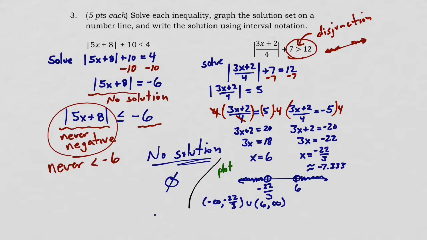To check our answer, we could take a test point at 0 and think about what that does in the original expression. 0 is not part of our solution, so it should not work in the original inequality. But to make sure, let's double check. If I plug in 0, I get the absolute value of 3 times 0 plus 2 divided by 4 plus 7, and I want to compare that to 12.